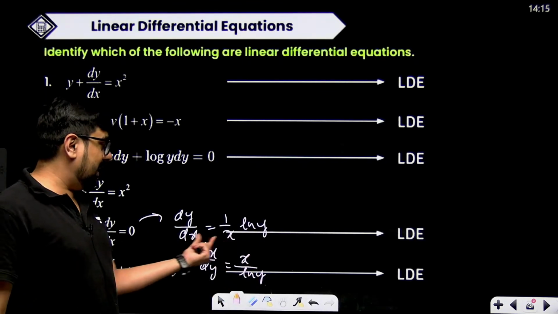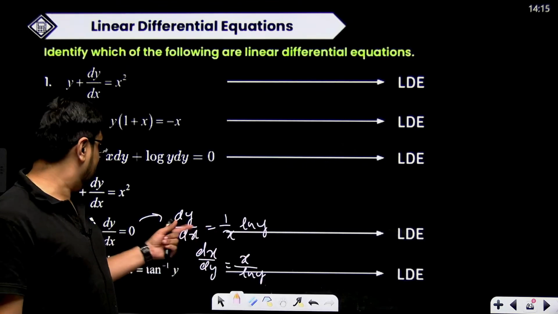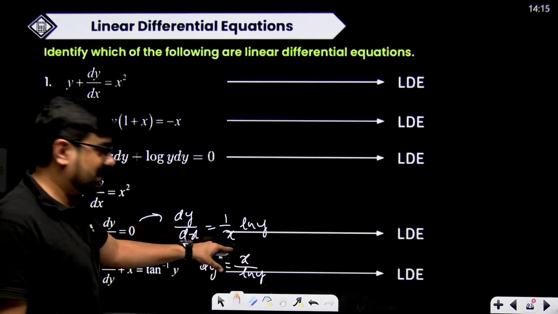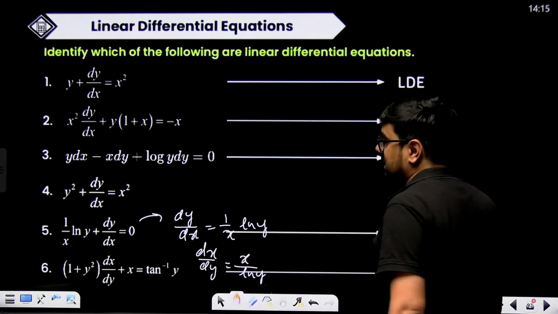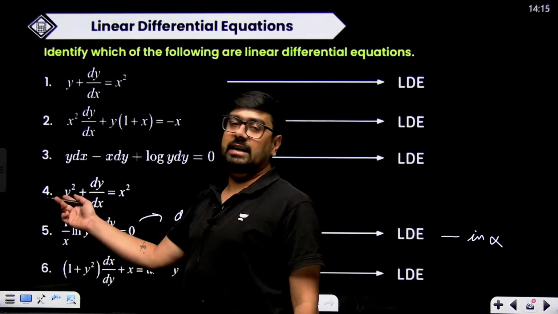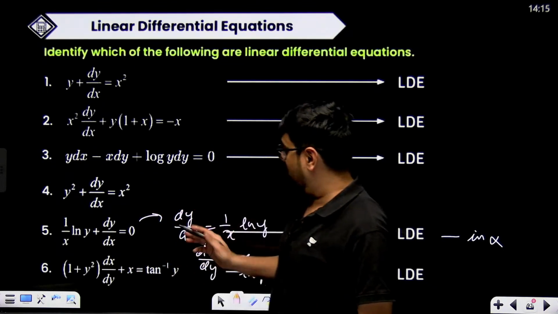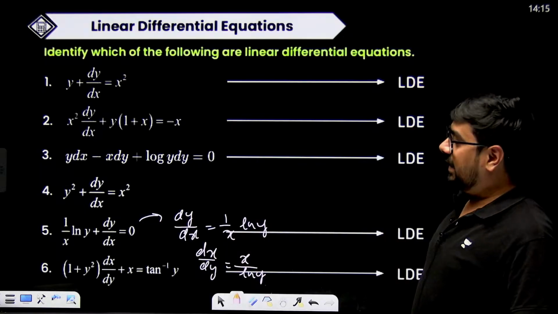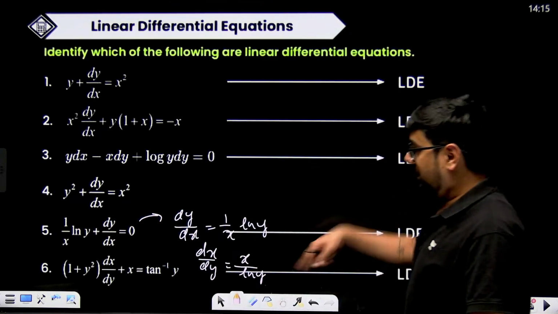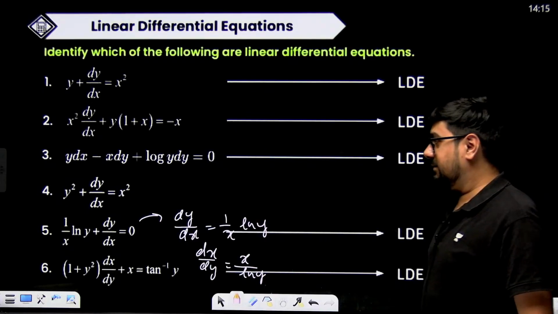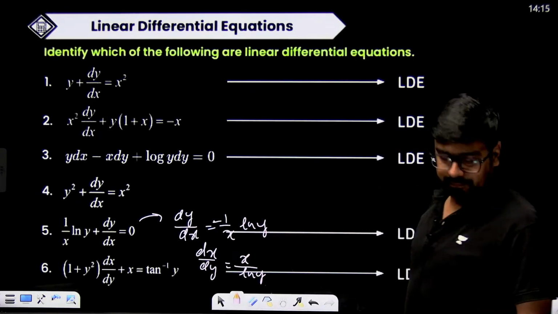But this is still linear in x. x's degree is 1 and dx by dy's degree is 1. This is linear in x. This is not linear in y because of dy by dx and the degree of y, and we cannot convert it either. This is definitely not linear, but this is linear in x. In y it is not linear because y is there with ln. But if we take the reciprocal, then yes, we have this minus, obviously minus 1 by x, not a problem.